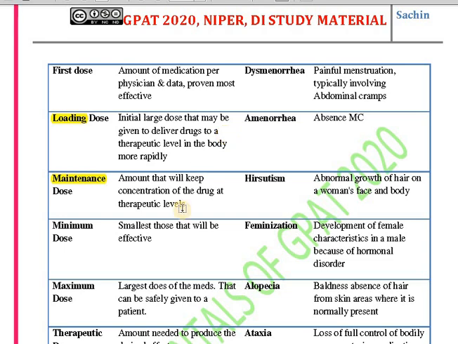And then what is maintenance dose? Amount of that drug which will keep the concentration of drug at therapeutic level. You have to maintain it. Once the loading dose is given and the therapeutic level of drug has been reached, you have to maintain it, so that the maximum effect, whatever is the pharmacological effect of the drug, you have to maintain. So for that you have to give maintenance dose. Okay, so amount of drug that will keep concentration of drug in the therapeutic level, that is known as maintenance dose. So always loading dose is given first, then maintenance dose is given.